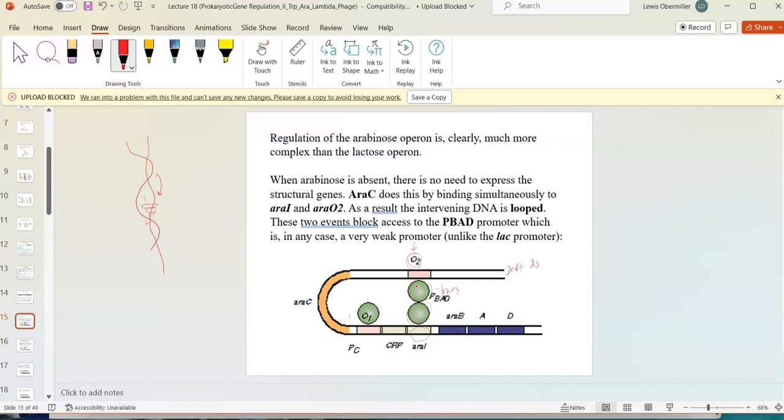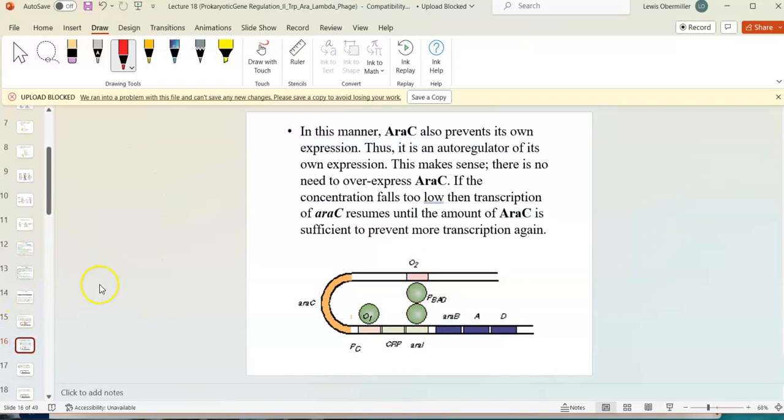We're going to talk about this in eukaryotic gene expression in detail. But I just want you to be aware that DNA is flexible, it can move, and you can have things that are very far away from the promoter, tens of thousands of bases, that can affect transcription of that gene. And that's all I'm going to say about arabinose. It's just a different way of regulating it.